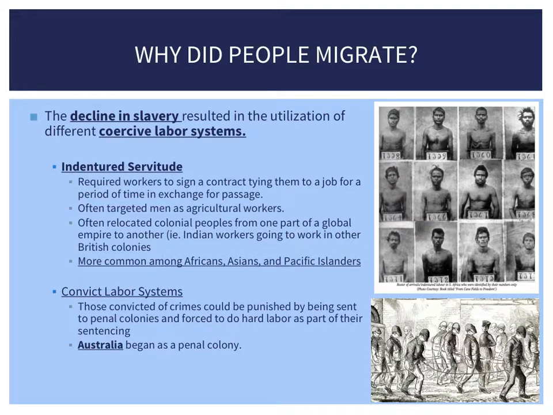And then another form of coerced labor during this time were convict labor systems. And probably the most famous example of that is Australia. So Australia began as a British penal colony where they sent criminals. And so at this time, sometimes you could be sentenced when you're convicted of a crime as part of your punishment to go live in a separate place and have to do forced labor to pay off your debt to society. And so that's how Australia began.